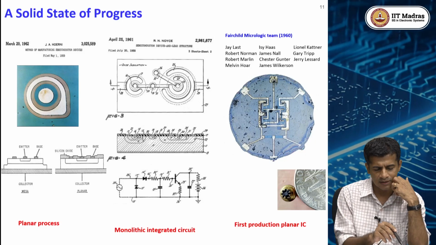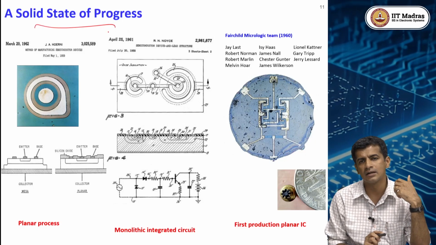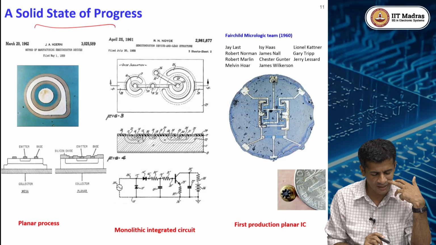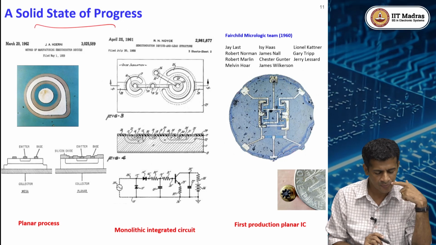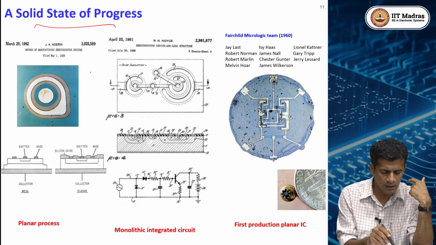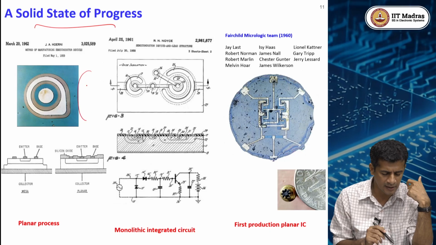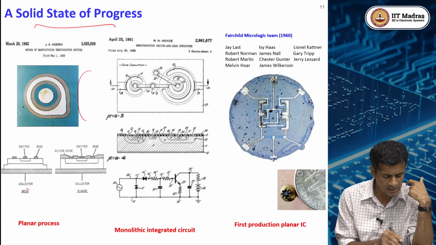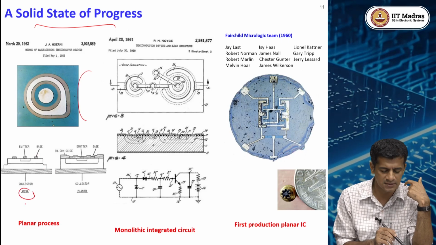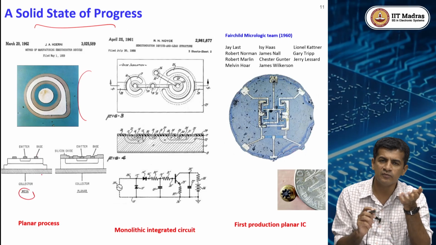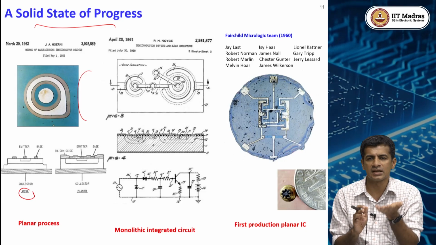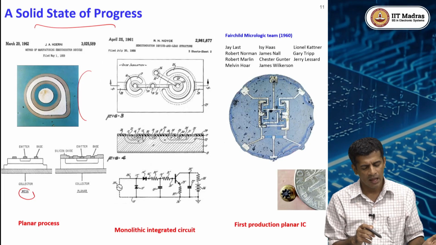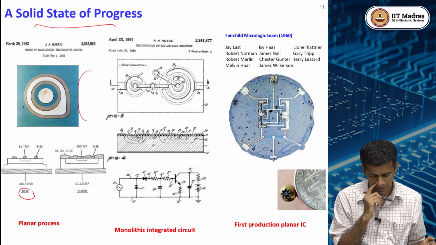This slide is slightly like a solid state of progress. This is Hoerni's planar transistor. As we saw, the initial transistor used to be known as a mesa transistor. It is called mesa because it looks like a small plateau. Then this is a planar transistor.